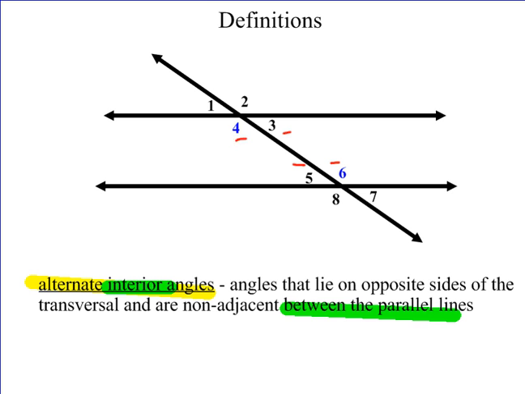Here we have 4 on one side. Since it's alternate, it's going to be on the other side, which would be 6. Now there's going to be another pair, numbers 3 and 5. So here we only have 2 sets of alternate interior angles, and these are also congruent. Remember, the word congruent means that they're equal and they have equal measure.